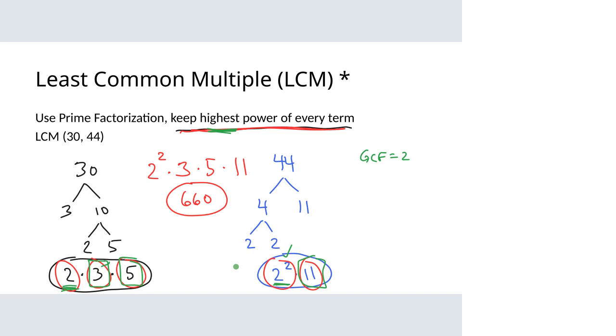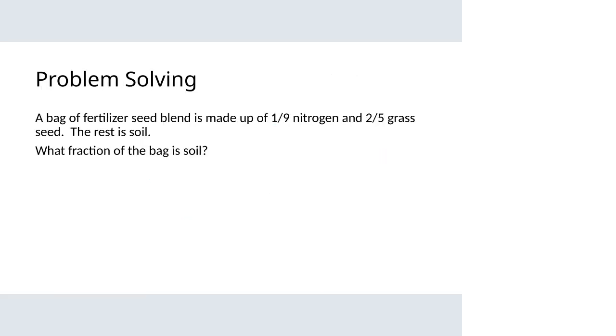Okay, one more question I want to look at in section 3.3. There's not a ton in 3.3. 4.3 is a lot busier than 3.3. Here's a problem-solving type of question from 3.3. A bag of fertilizer seed blend is made up of 1/9 nitrogen and 2/5 grass seed. The rest is soil. What fraction of the bag is soil?